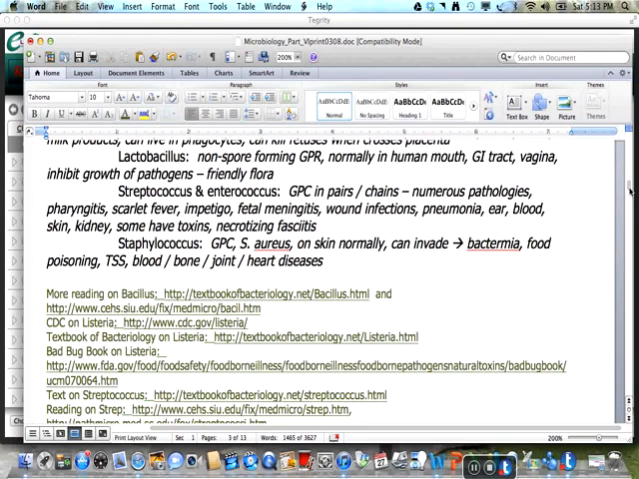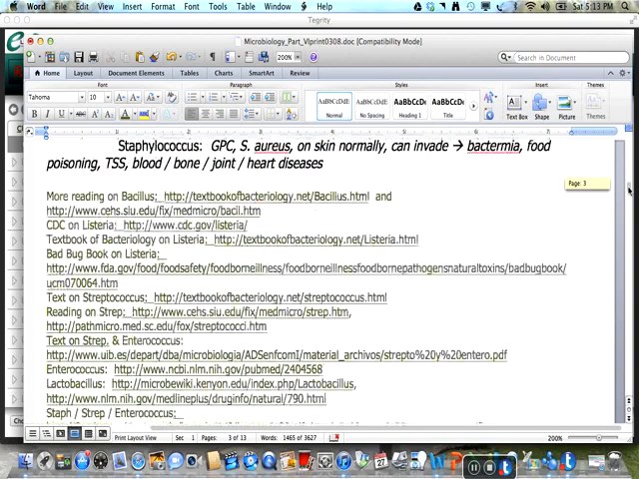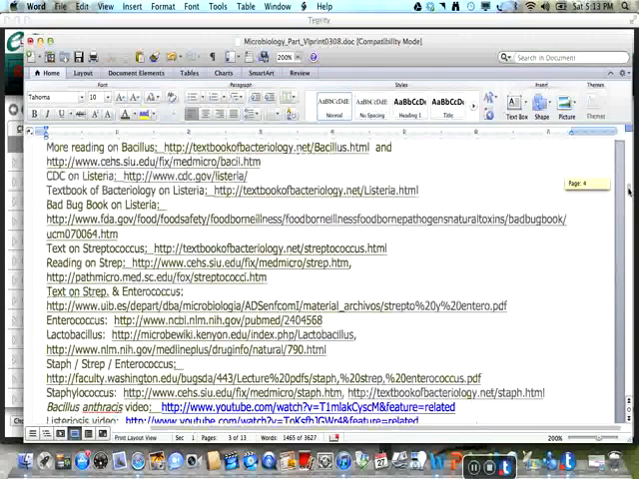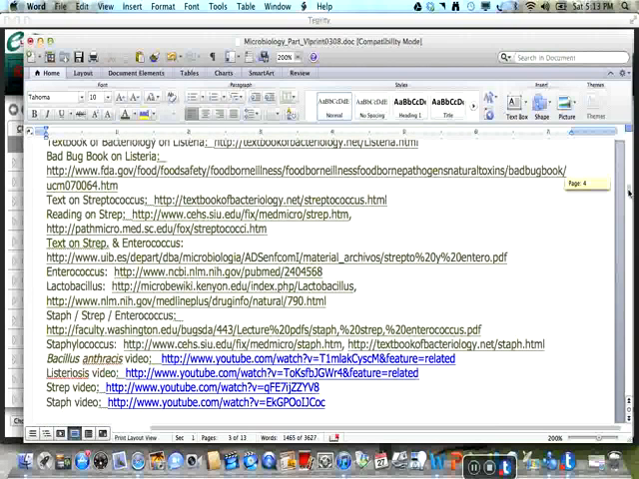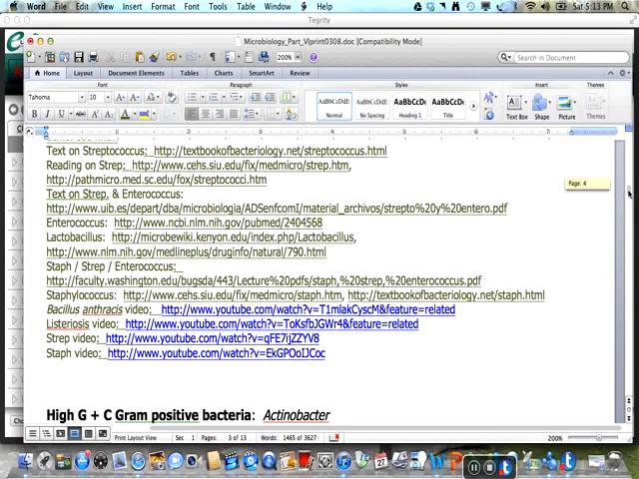The staphylococci are gram-positive cocci that grow in clusters. Staphylococcus aureus grows normally on skin. It can be invasive, causing bacteremia, food poisoning, toxic shock syndrome, and other blood, bone, joint, and heart diseases. So again, here we have several links on these organisms. The one on listeriosis is kind of interesting to watch, since listeriosis is something that we don't normally hear about a whole lot.